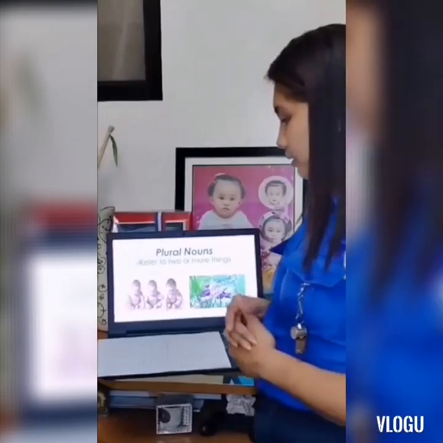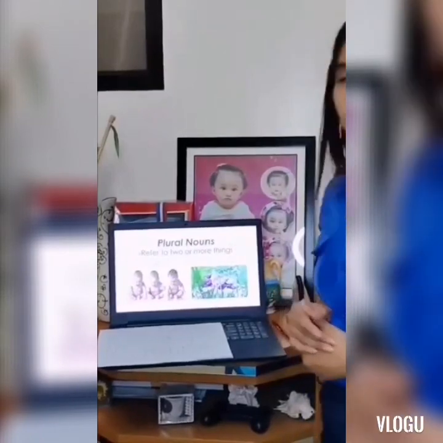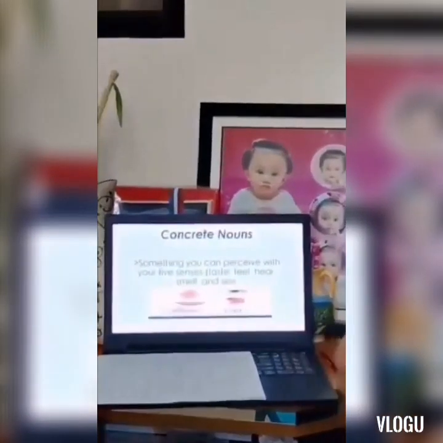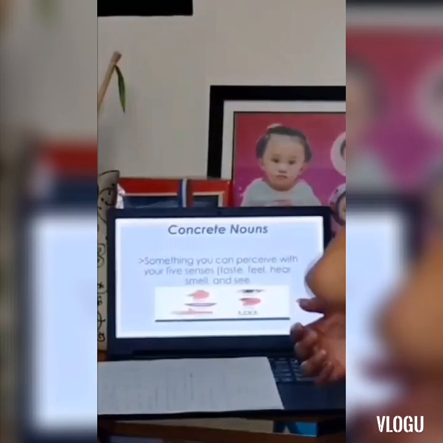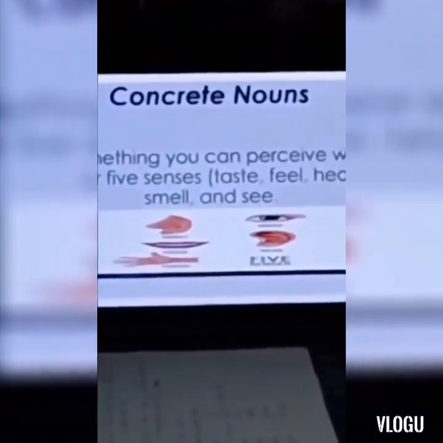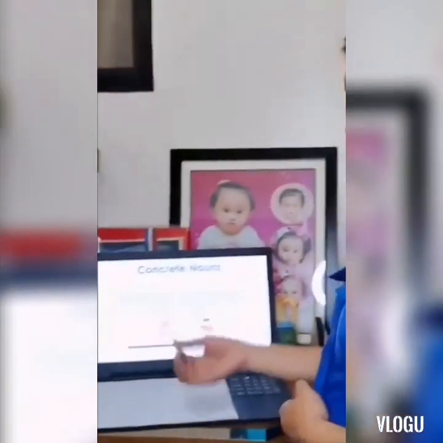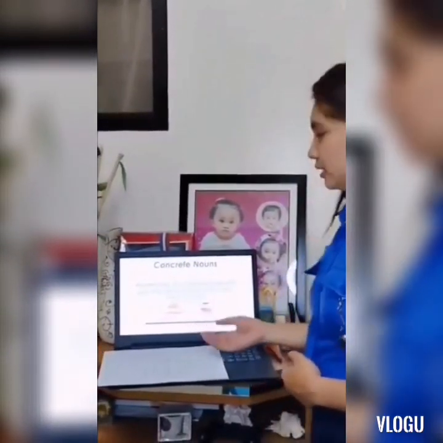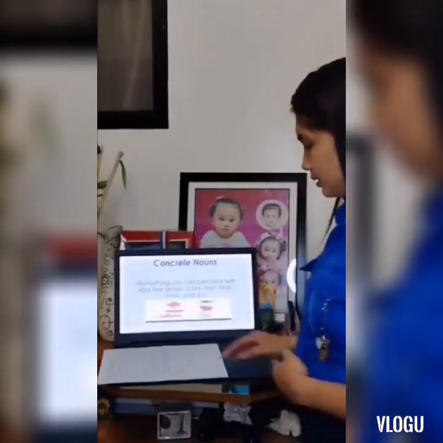Next, there is a classification of nouns. These are the specific types of nouns. The concrete nouns: something you can perceive with your 5 senses. What are the 5 senses? They are taste, feel, hear, smell, and see. In other words, smell, taste, touch, sight, and hear. These are the 5 senses of concrete nouns.